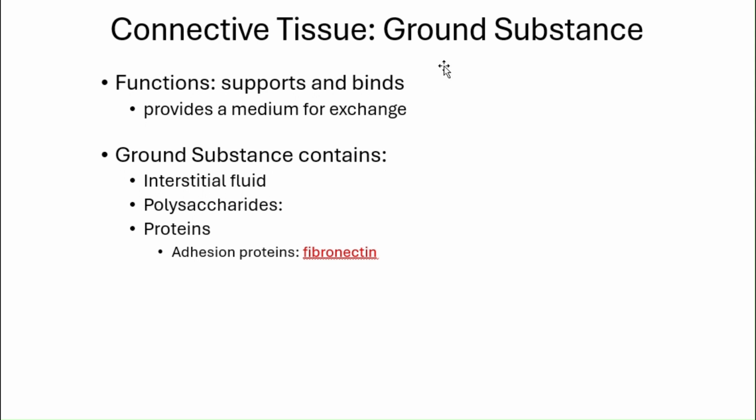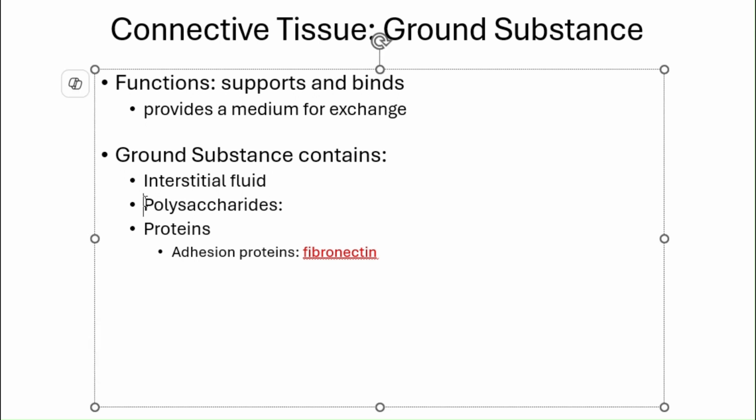And another component of connective tissue is ground substance. The ground substance provides support for our connective tissue. The ground substance contains interstitial fluid, polysaccharide, and protein.